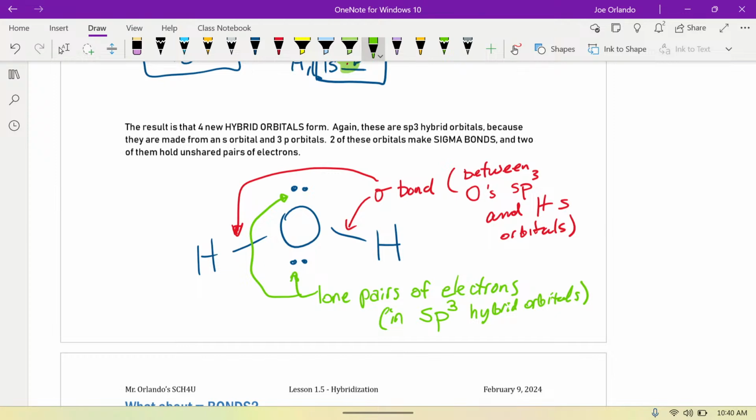So what doesn't go in hybrid orbitals? Well, what's the thing we haven't talked about yet? The first row, S1.